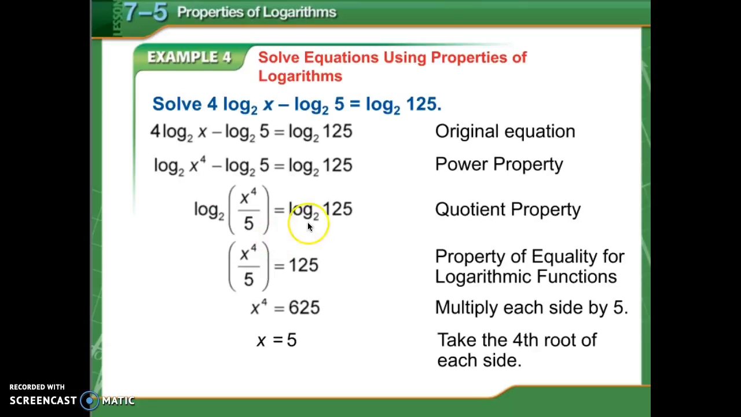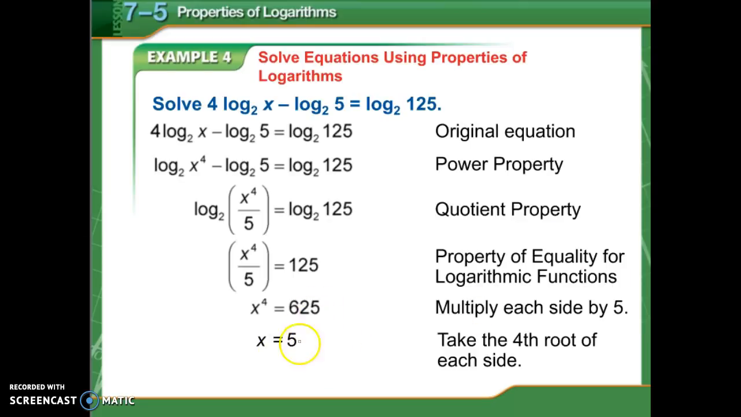And then because I have simplified these down to just a single log and a single log, and they both have the same base, I can ignore the logs and just use the expressions. X to the 4th over 5 is 125. I'm going to multiply both sides by 5. Then I'm going to take the 4th root, and I get the number 5.